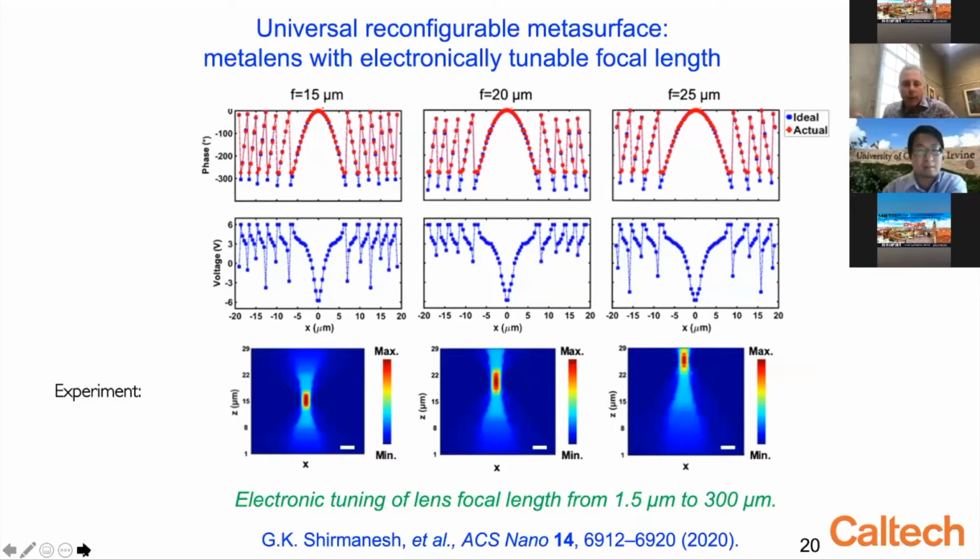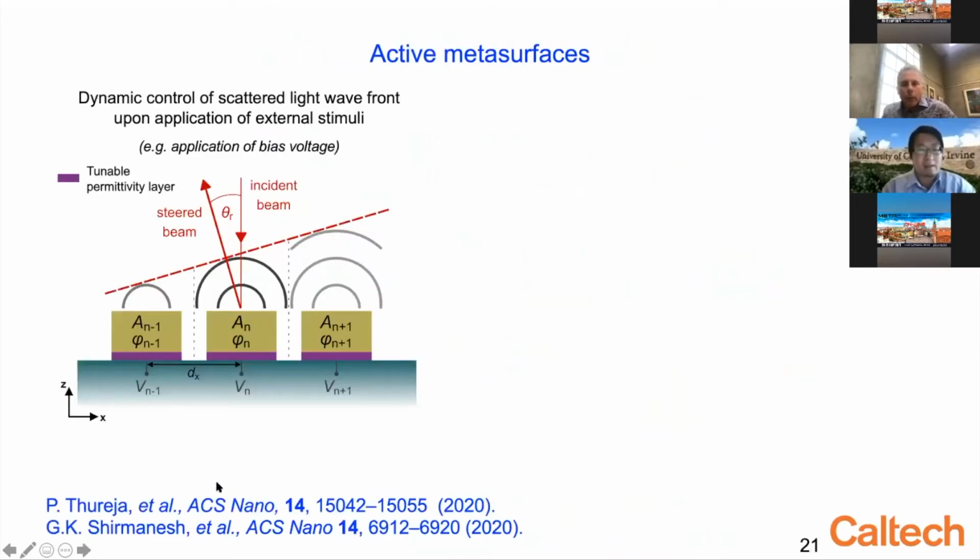So this is an example of a structure where I can now generate a lens with electronically tunable focal length, not by tuning the permittivity of some intervening medium, but by changing the properties of the metasurface itself. So, active metasurfaces. I think there's a question in the audience you want to quickly.